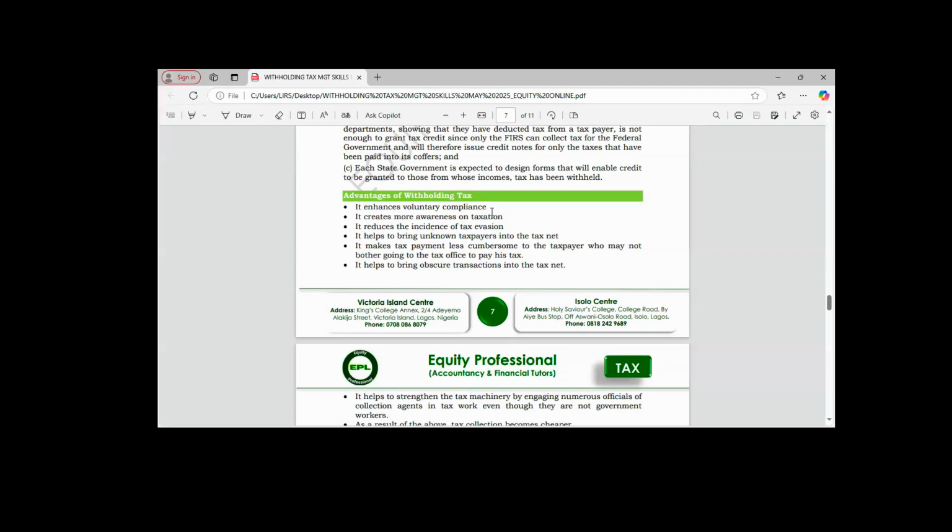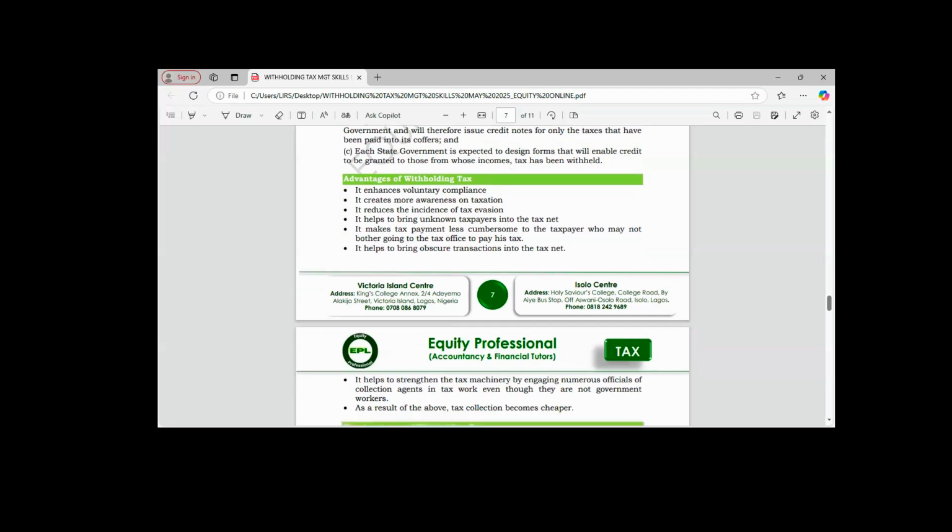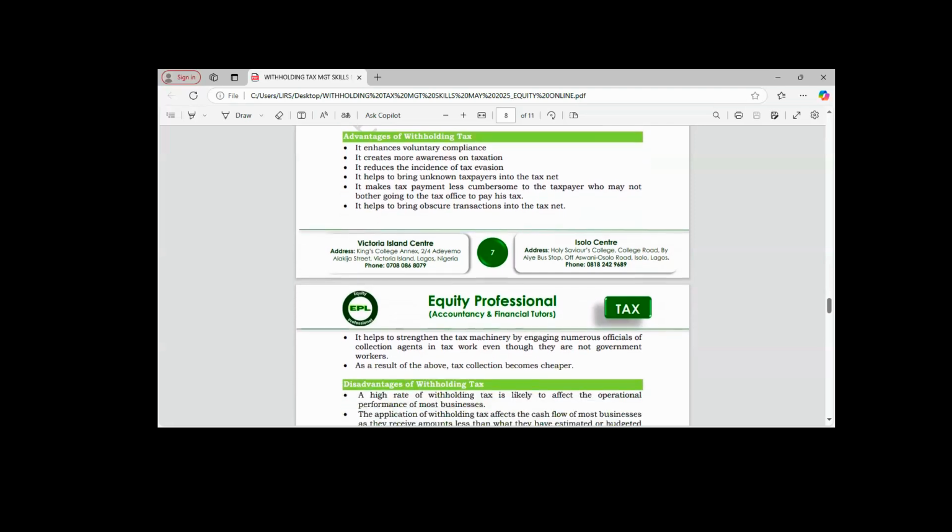It helps to bring unknown taxpayers into the tax net, to make tax payment less cumbersome to the taxpayer who may not bother going to the tax office to pay his tax. It helps to bring obscure transactions into the tax net. Some of the transactions that you may not be able to see are going to be brought to the tax net. It helps to strengthen the tax administrative machinery by engaging numerous agents, even though they are not government officials. As a result of the above, tax collection becomes easier.